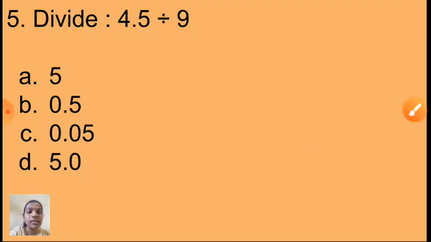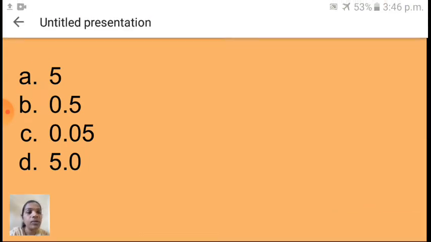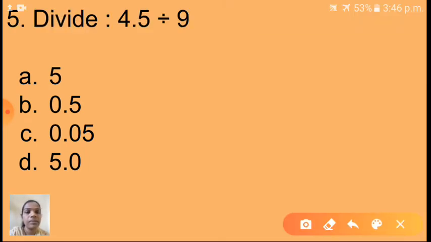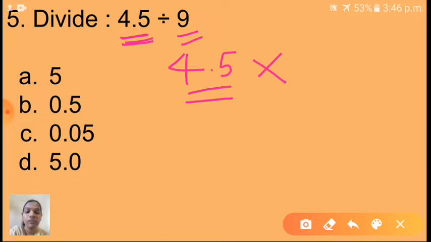Next one is, see here, divide. This is a decimal number. So 4.5, first you have to write that number as it is. If you want to divide this number, what do you have to do? You have to multiply this number with the reciprocal of this fraction. So 9. Can you say the reciprocal of 9? Very good. 1 upon 9. Isn't it children? 1 upon 9.